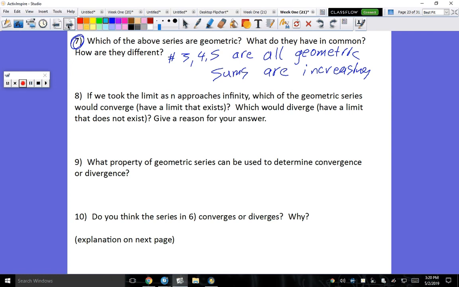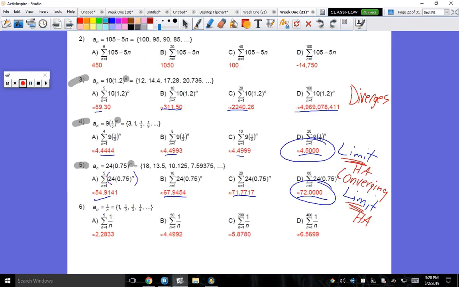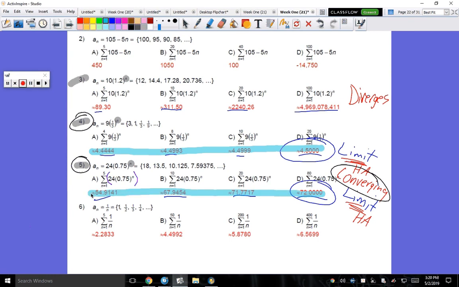Okay, so number 4 and 5 converge. Let me go back. 4 and 5 converge because what? Why do you think these converge? If you didn't know what those numbers were, and you were strictly looking at the equation, because it's less than 1. Because r is less than 1, in other words, like a vertical compression, all these numbers are getting smaller and smaller each time. You with me?